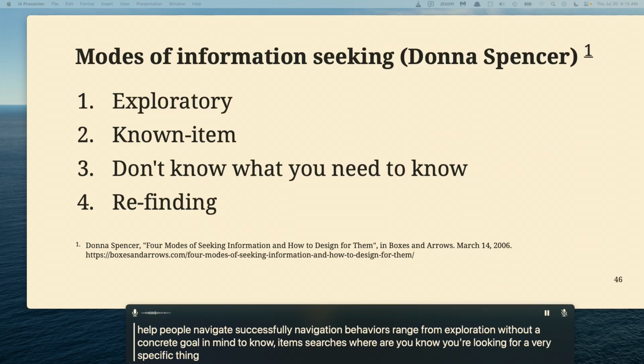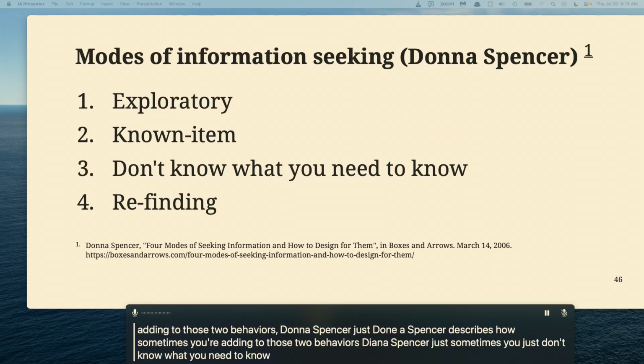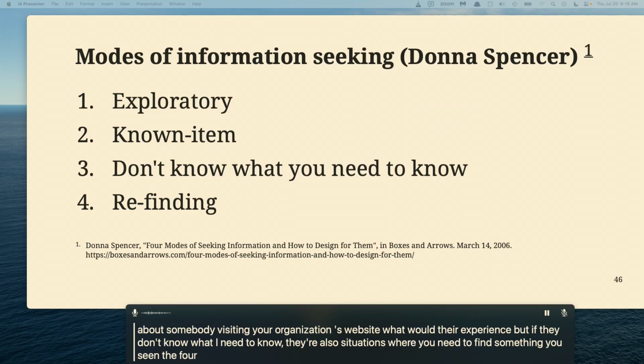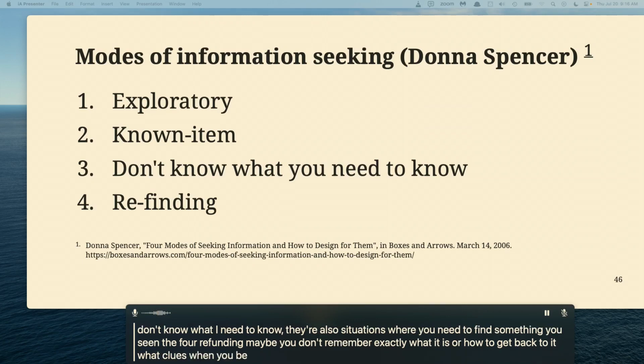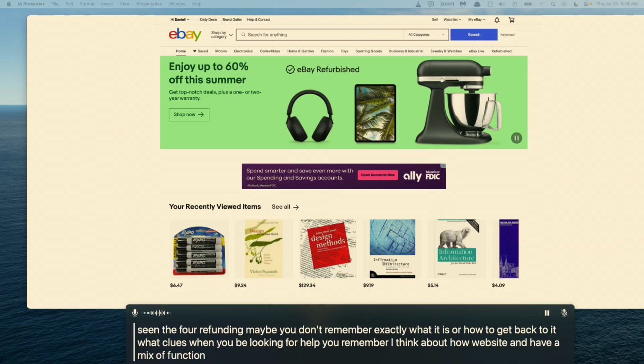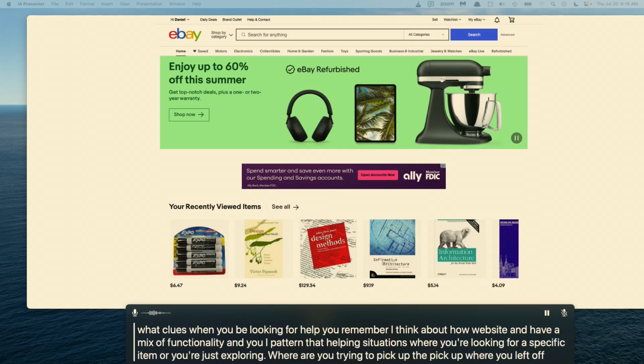Donna Spencer describes how sometimes, adding to those two behaviors, you just don't know what you need to know. Think about somebody visiting your organization's website. What would their experience be if they don't know what they need to know? There are also situations where you need to find something you've seen before, refinding. Maybe you don't remember exactly what it is or how to get back to it. What clues would you be looking for to help you remember? Think about how a website can have a mix of functionality and UI patterns that help in situations where you're looking for a specific item, or you're just exploring, or you're trying to pick up where you left off yesterday.